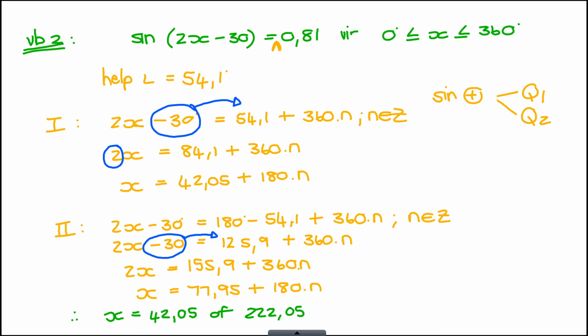Okay, dan in die tweede kwadrant, as ek hier vir n gaan 0 maak, dan gaan my hoekie wees 77,95. That is within my restriction. Okay, so let's make that n a 1. That's it mos nou 77,95 plus 180. And that is going to give you 257,95. As ek hom nou gaan maak n is 2, dan lê hy weer buite my beperking.